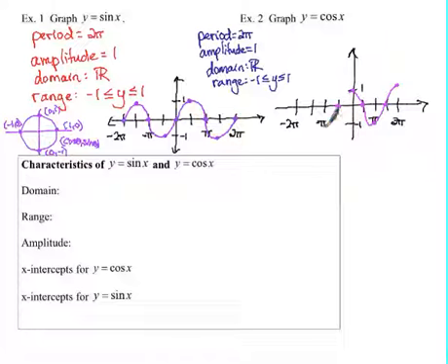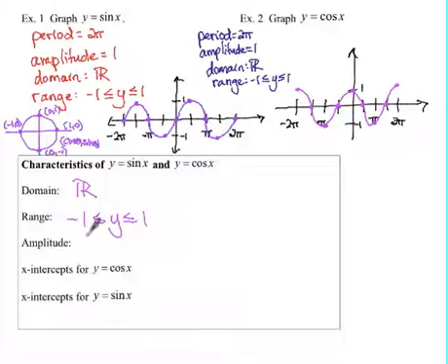Then you just follow your pattern going to the left, and there it is. Now it does oscillate forever and ever going to the right to positive infinity, and it goes forever and ever oscillating to the left. Okay, so these are your 2 parent functions for sine and cosine. The domain will be all real numbers. The range is y oscillating from negative 1 to 1.